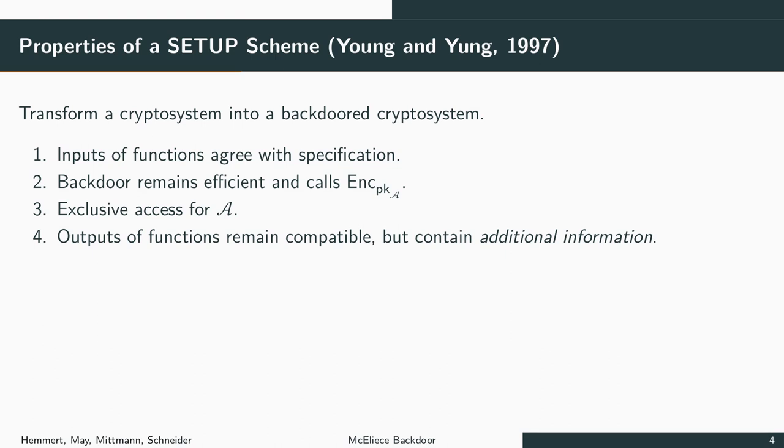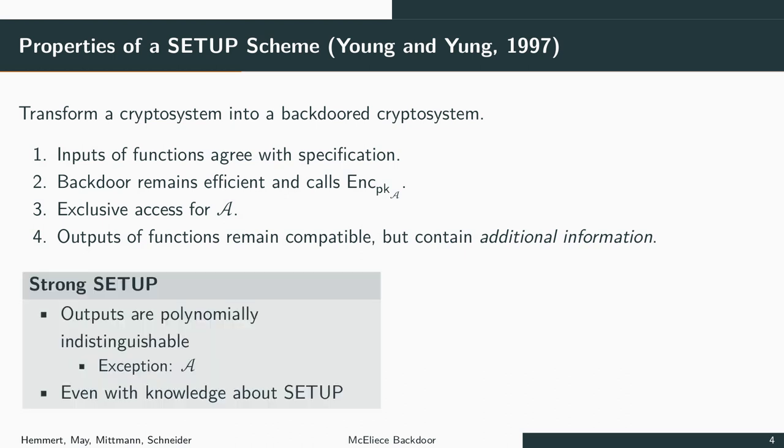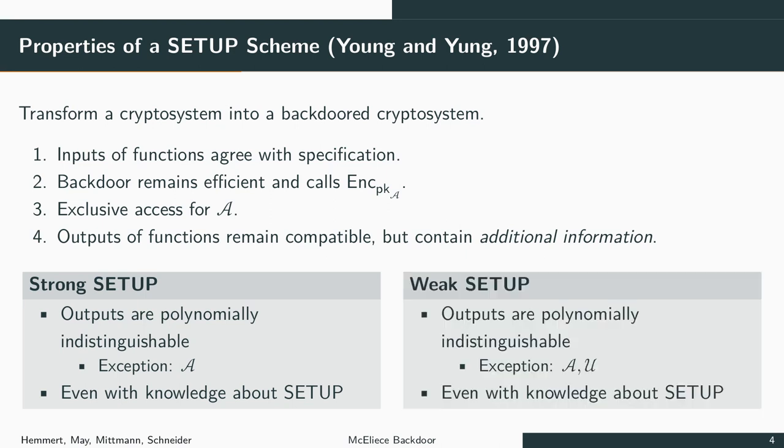Setup schemes can then be separated into two groups, the first one being strong setups. Here, the output of the original scheme and the modified one are polynomially indistinguishable to everyone except the adversary, who could always resort to trial decryption. In the weak case, the legitimate user is also able to identify the backdoor. Those setup schemes would require the user to collaborate with the adversary.